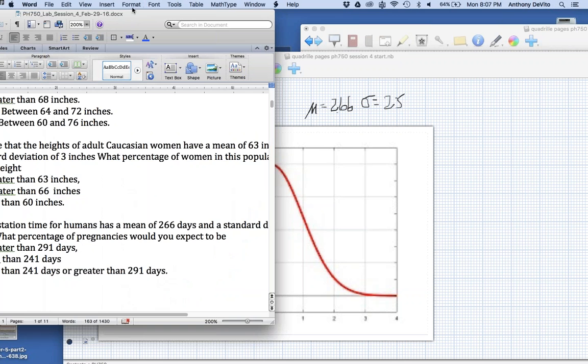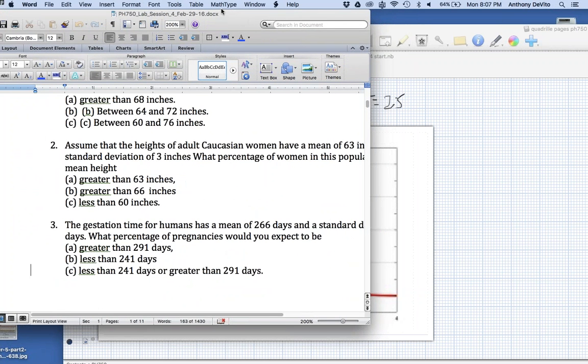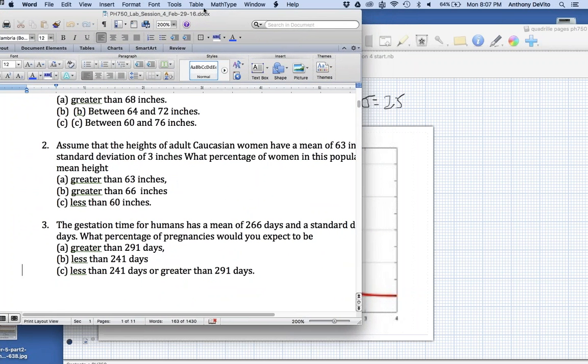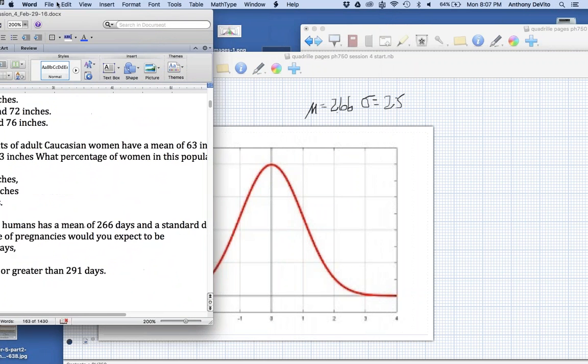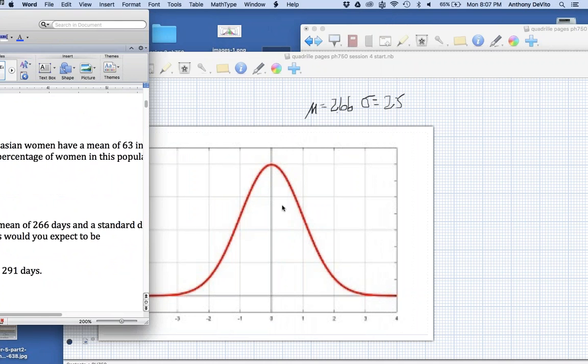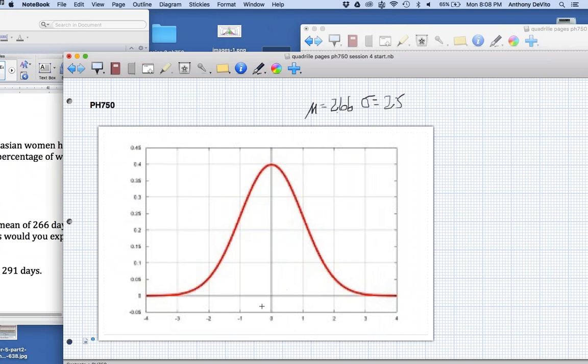The problem asks us for greater than 291 days. What's the probability that you would pick out someone with a gestation period greater than 291 days? So the mean is 266. 1 standard deviation above the mean would be 266 plus 25, which is 291. That's 1 standard deviation above the mean.